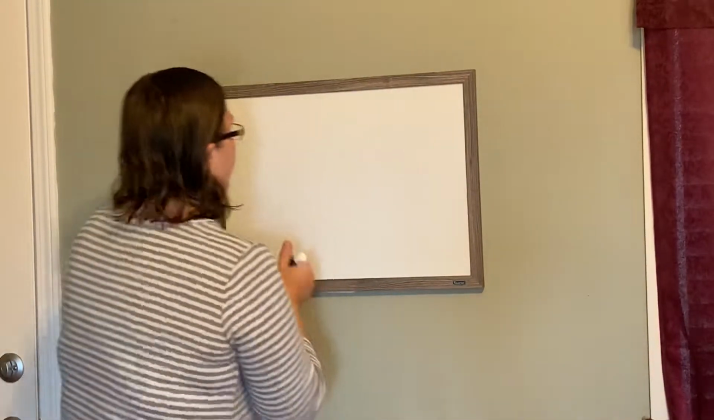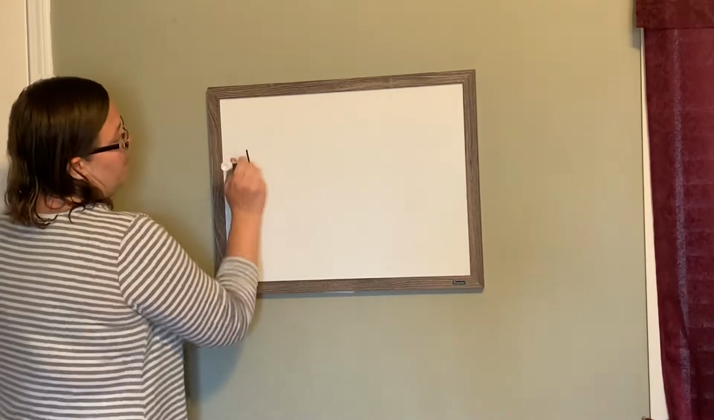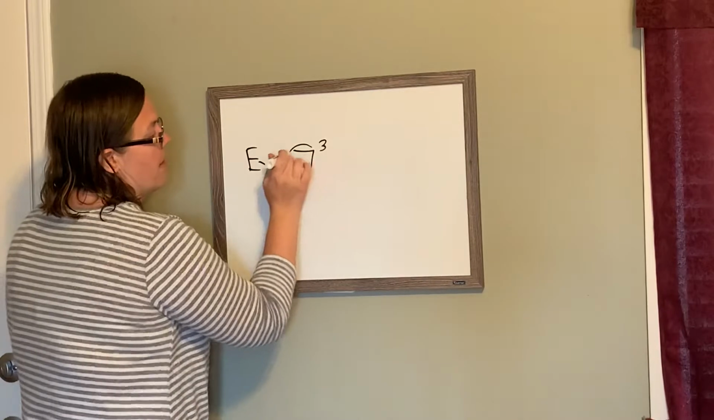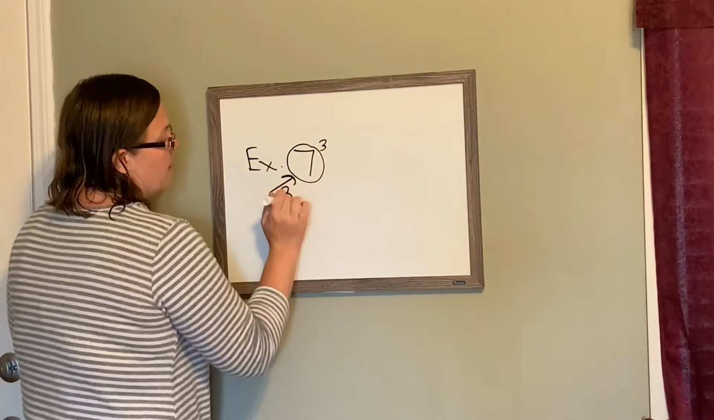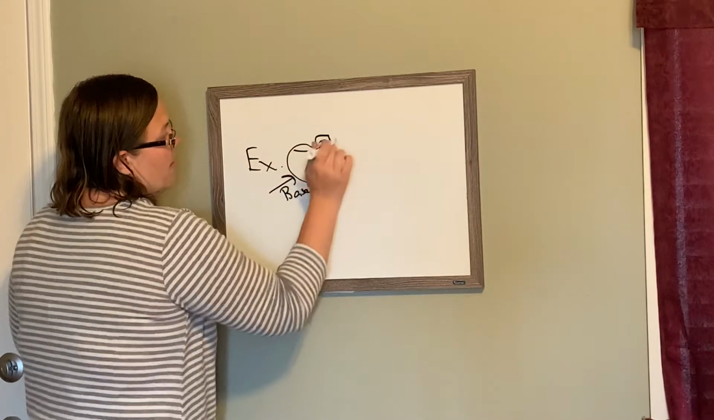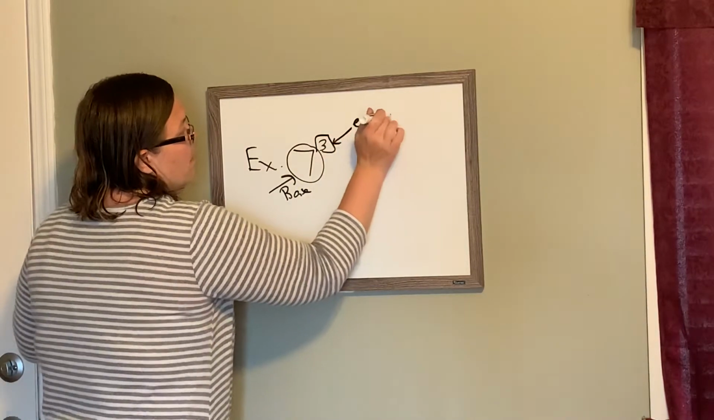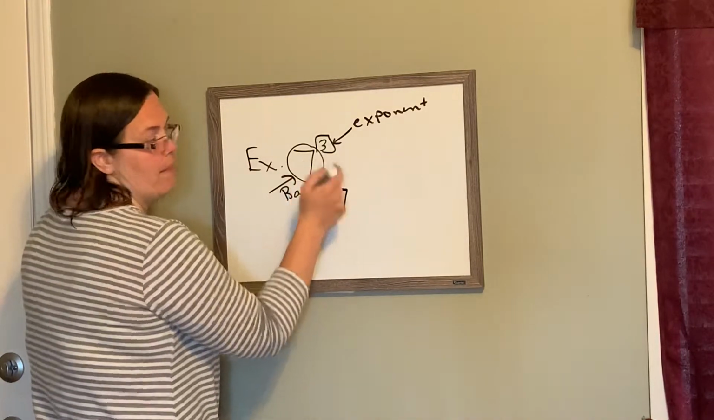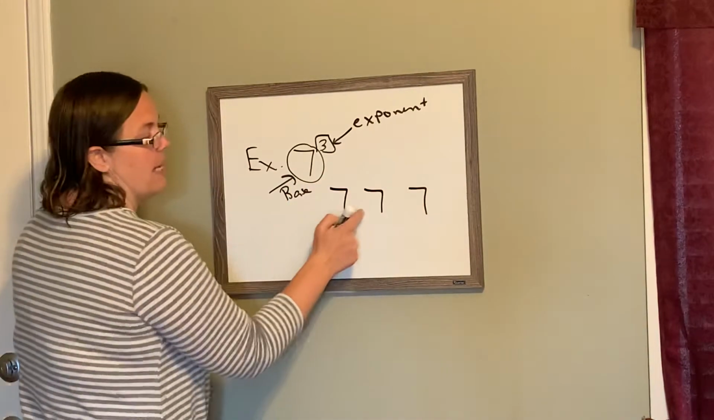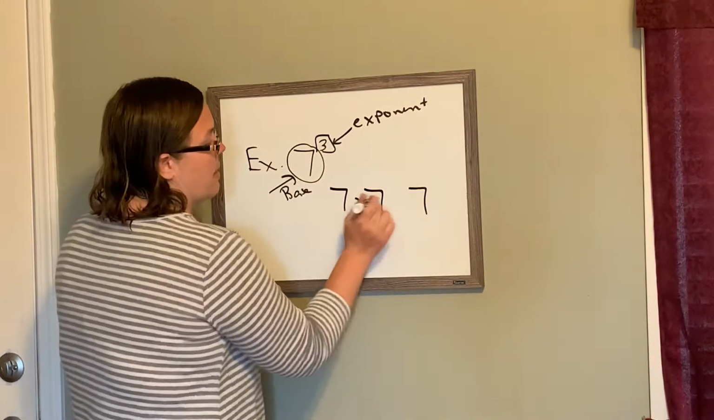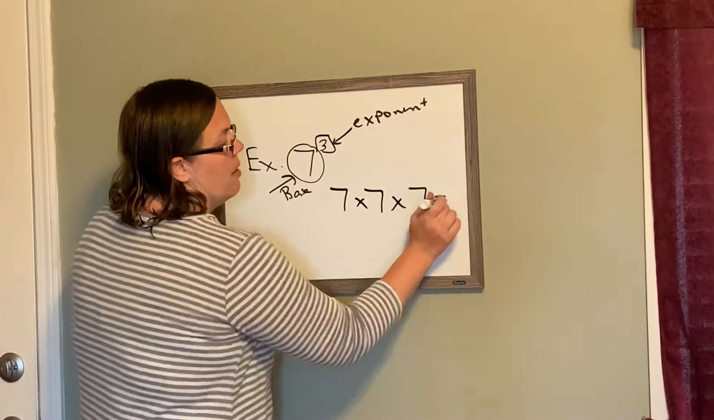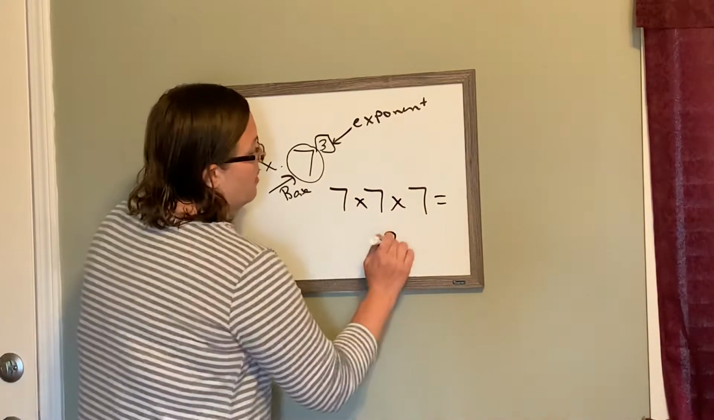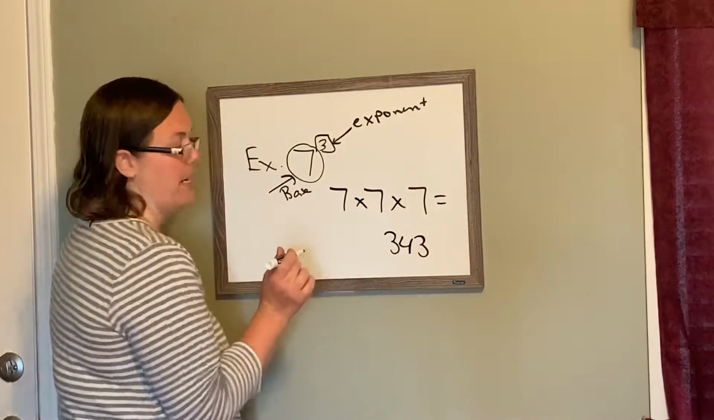Let's say we have 7 with an exponent of 3. This is my base. This is my exponent. And that means take your base, and I need to write the base 3 times. So I need 7, 7, 7, and in between them, I'm going to multiply. When I put 7 times 7 times 7 in my calculator, I will get 343.